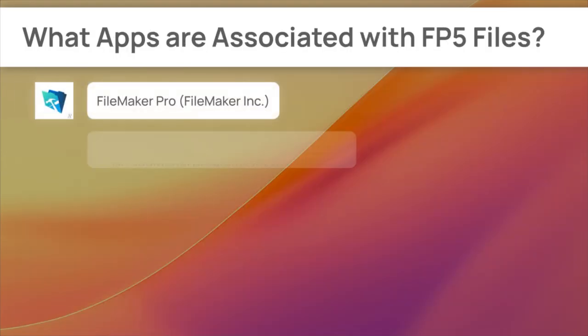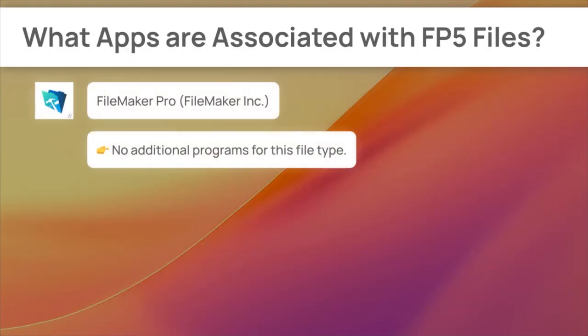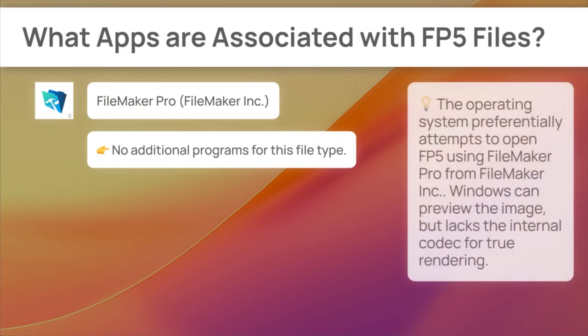The FP5 format was designed to be handled by FileMaker Pro from FileMaker Inc. Windows can show the file exists, but cannot perform color space correction or rendering. Windows shows only basic attributes, so full inspection requires database management software.